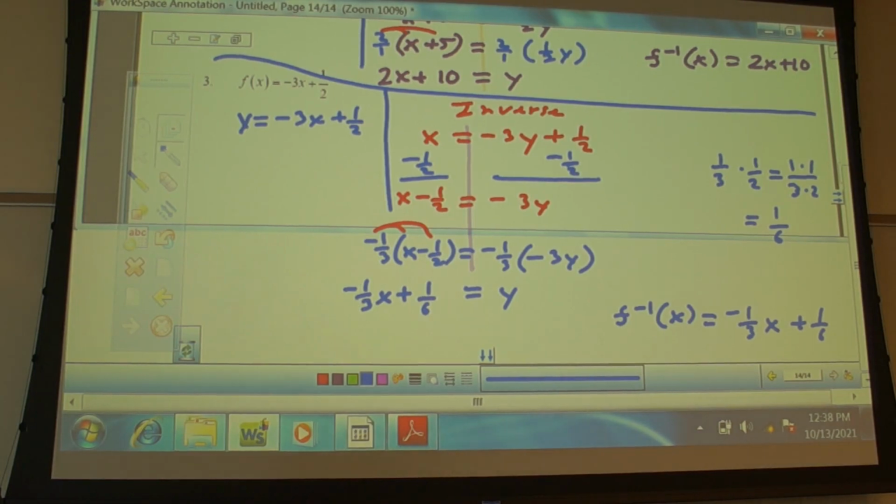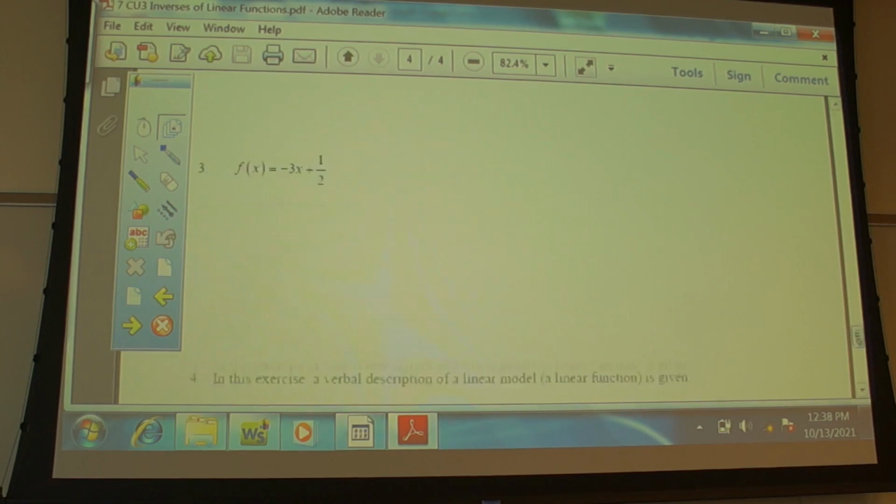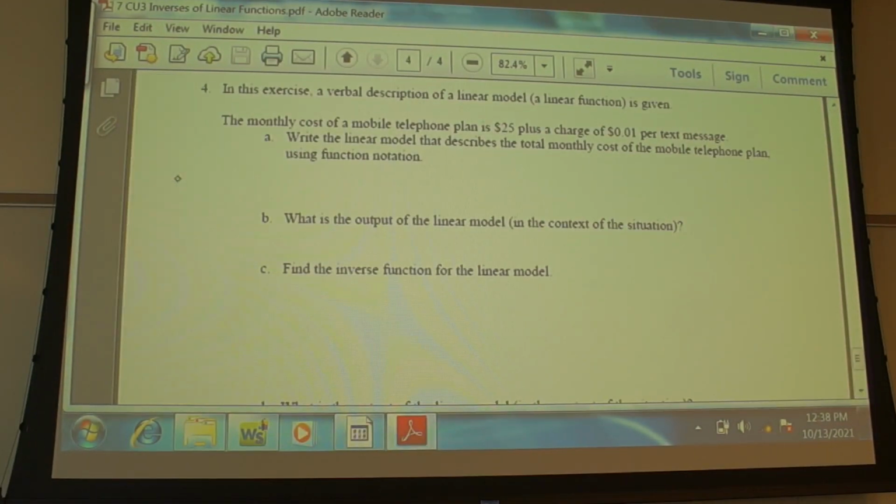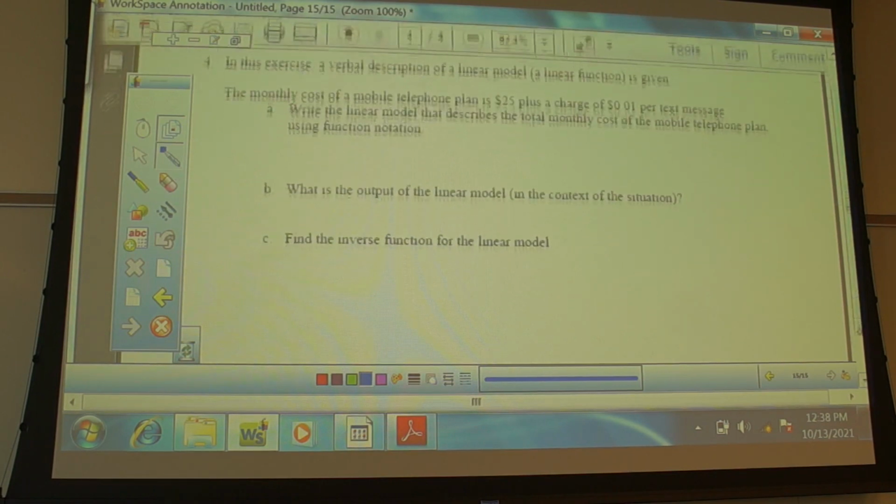Problem 4. Take a look. This is just going back to the concept of the inverse again.